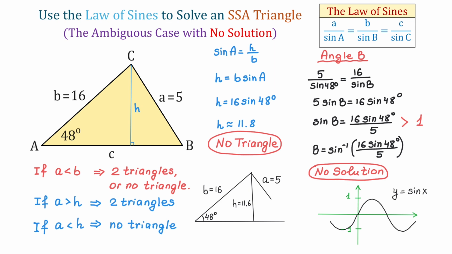exceed 1. So if the side opposite of the given angle is less than the other side, and it's also less than the height, then no triangle can be formed.